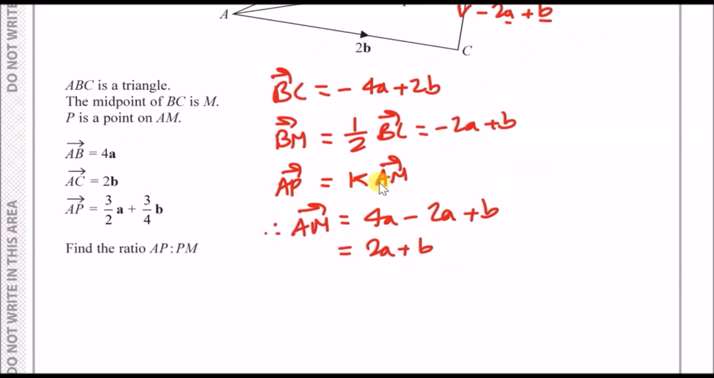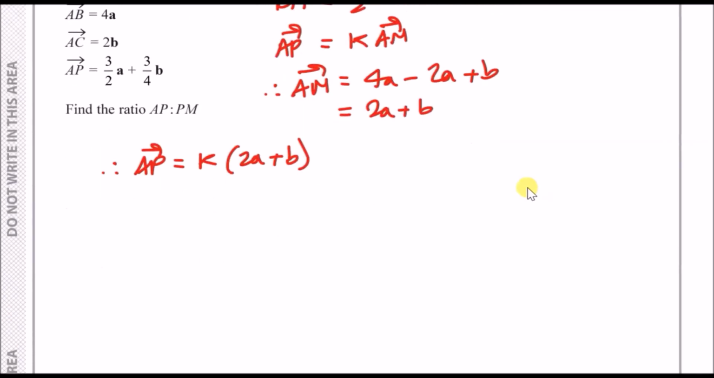So to find AP, we can substitute that over here. Therefore, AP equals k times (2a plus b). Expanding the bracket, you're going to get 2ka plus kb. And now looking at the vector they gave us, the given one, we can literally match them. So essentially it's saying that 3 over 2 must equal 2k, isn't it? So 2k must equal 3 over 2, and k here must equal 3 over 4.